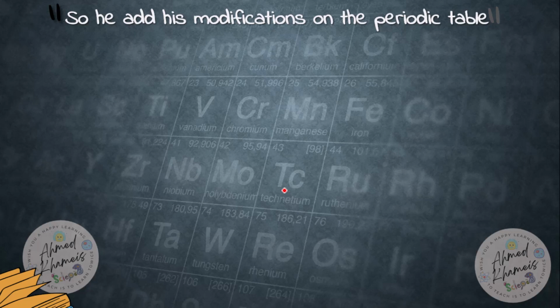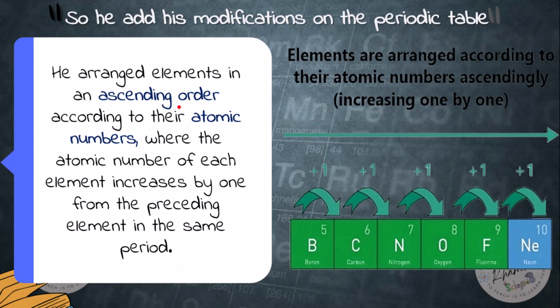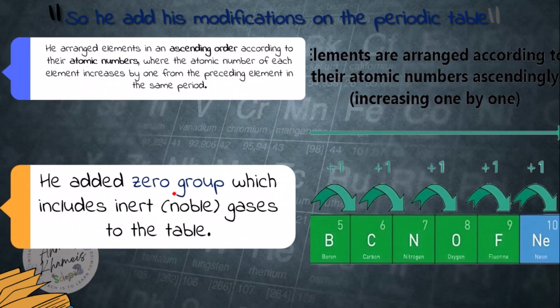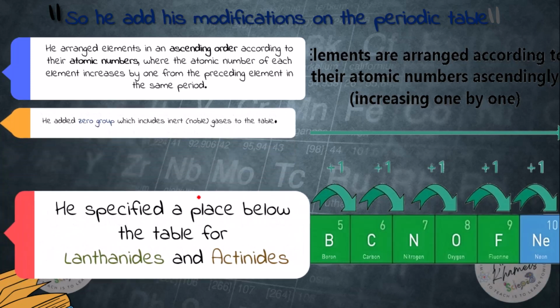Based on that, he modified the periodic table, arranging elements in ascending order according to their atomic number, where the atomic number of each element increases by 1 from the preceding element. So as we go from left to right, each element increases by 1. Then he added the zero group, which includes the inert or noble gases, and he added two groups below the table called lanthanides and actinides.